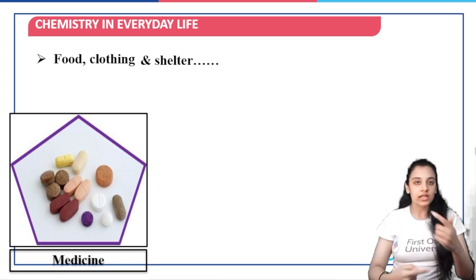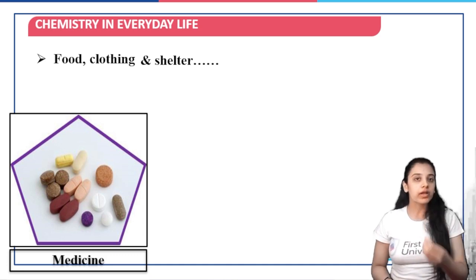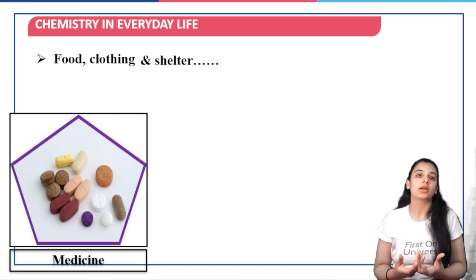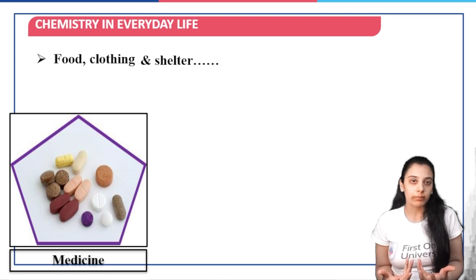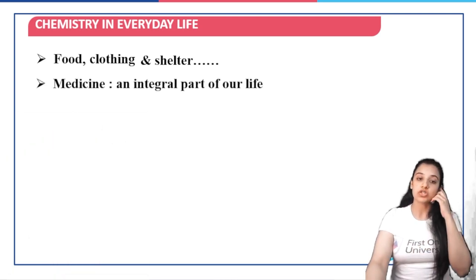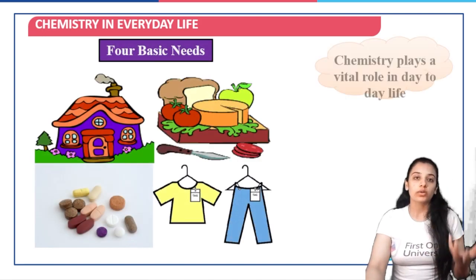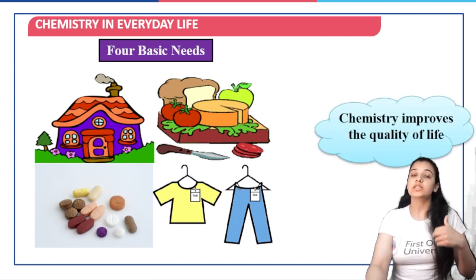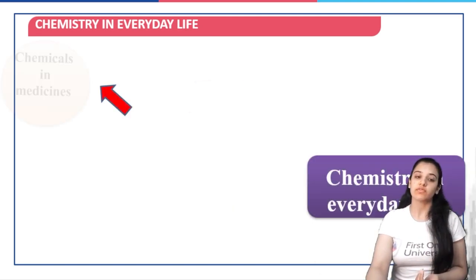So this whole cycle is disturbed, because of which we become prone to getting many diseases, and because of which we have to take medicines. There is just no other option that we have. It's like we survive on medicines only. So that becomes the fourth basic need of any human being, that is medicine, which is an integral part of our life. So there are four basic needs: food, clothing, shelter, and medicine. Chemistry has a vital role to play in our day-to-day life because it improves the quality of our life. Thus the name of the chapter, chemistry in everyday life.